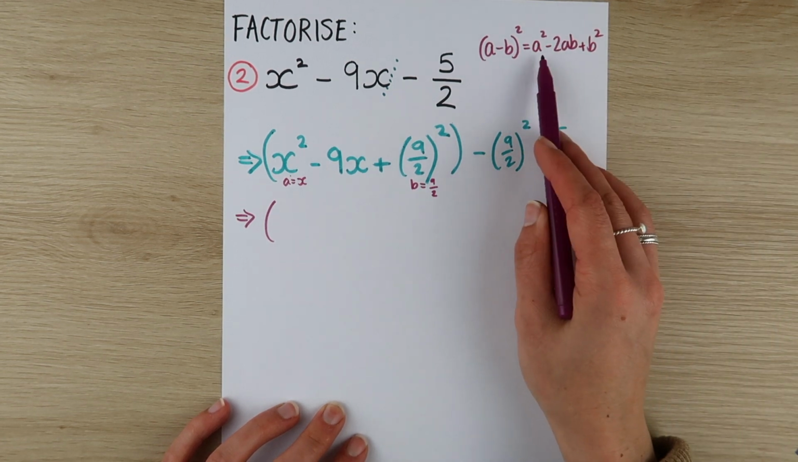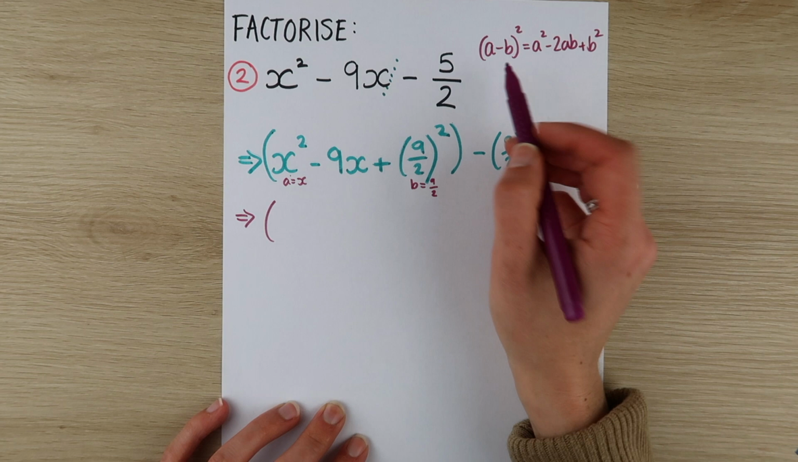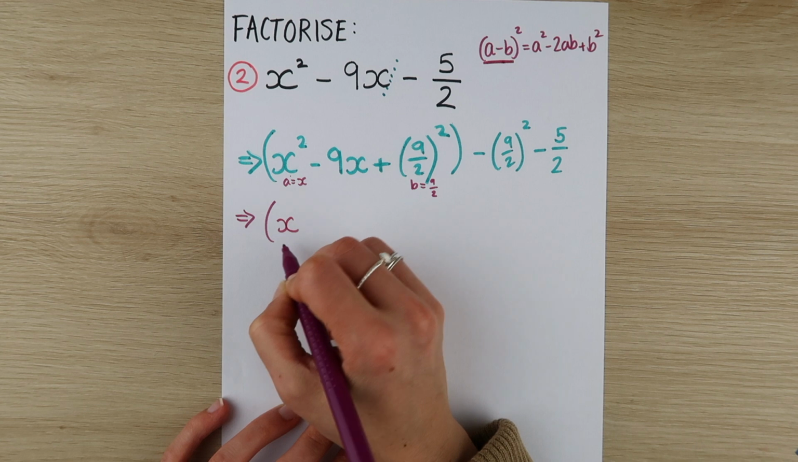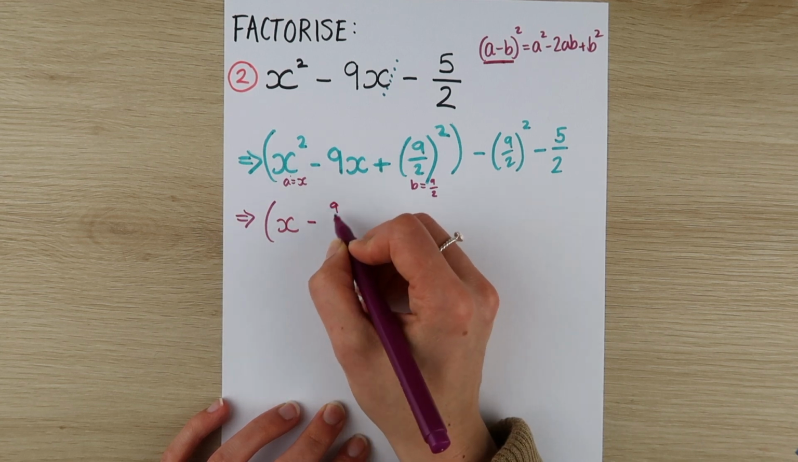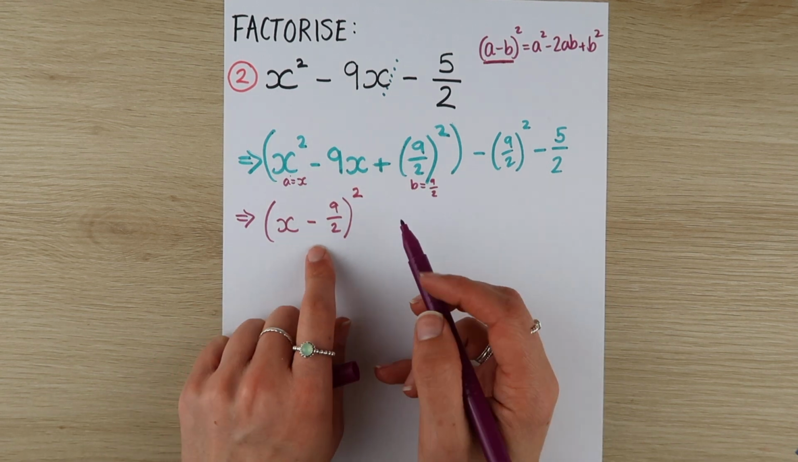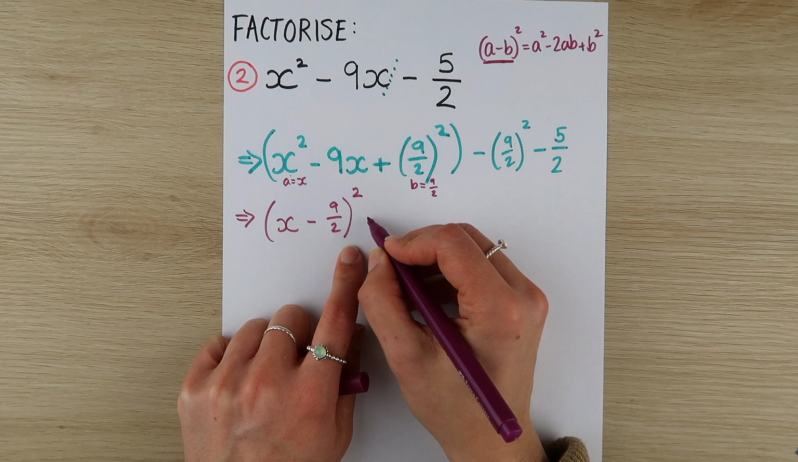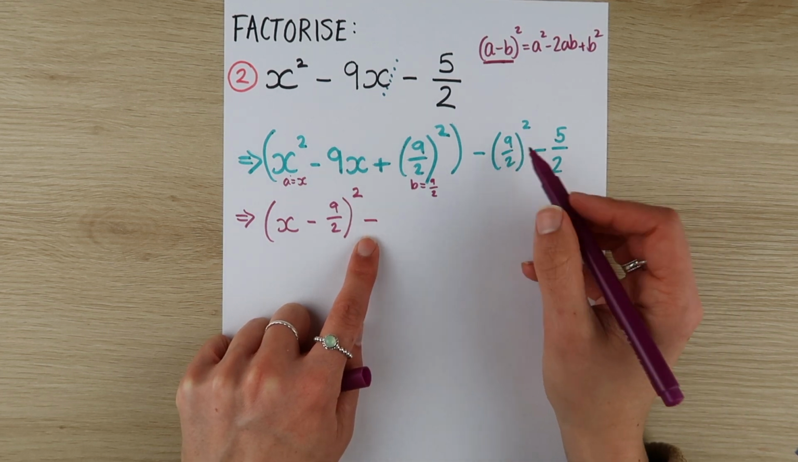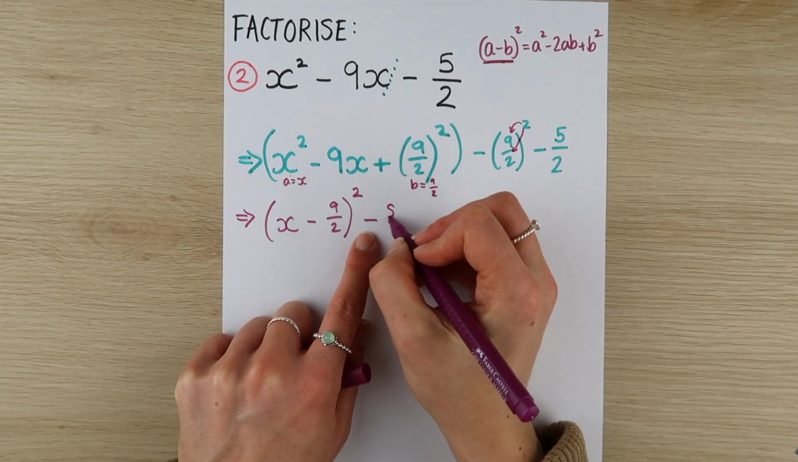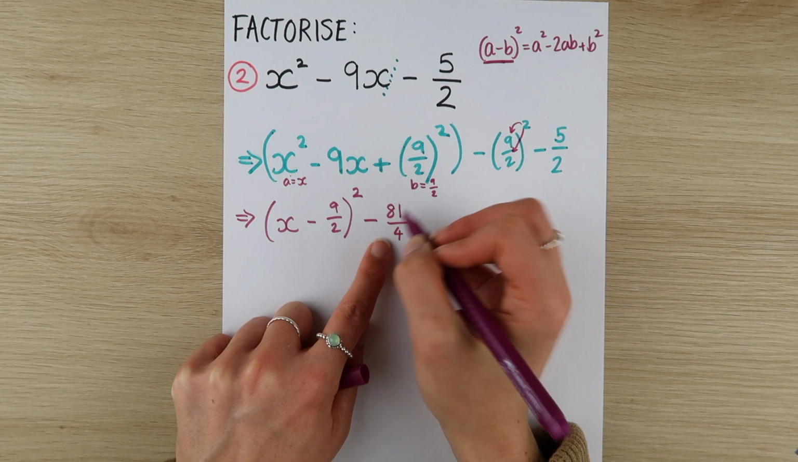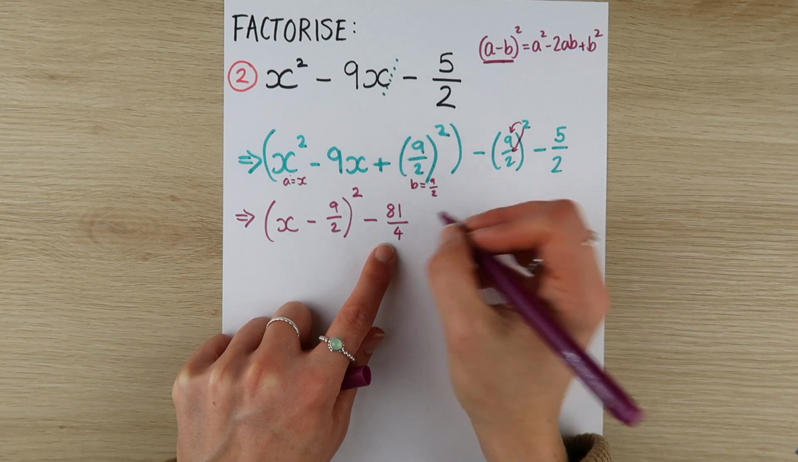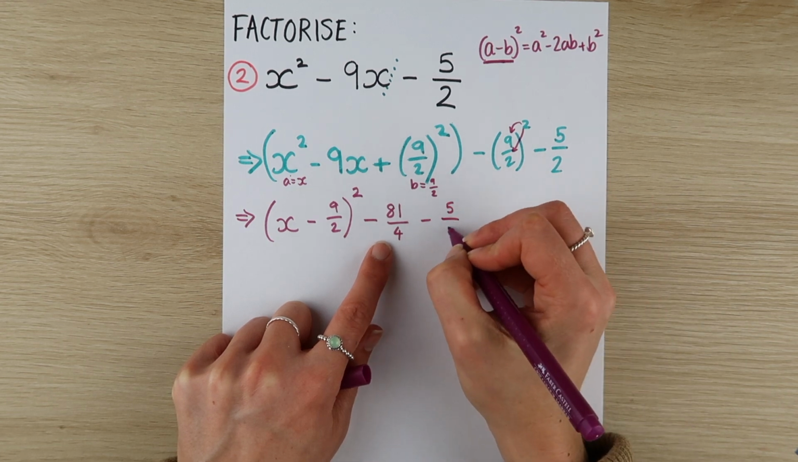Okay, so now we've got a negative here, which means we're going to be working with this one here. Because A is my x, I just have x minus 9/2 squared. And then I've carried out the perfect square rule. Now over here, minus, now I'm going to simplify what's in my brackets. So remember, this actually applies to both of those. So it's 81/4, because 9 to the power of 2 is 81, and 2 to the power of 2 is 4. And I've got minus 5/2 over here.